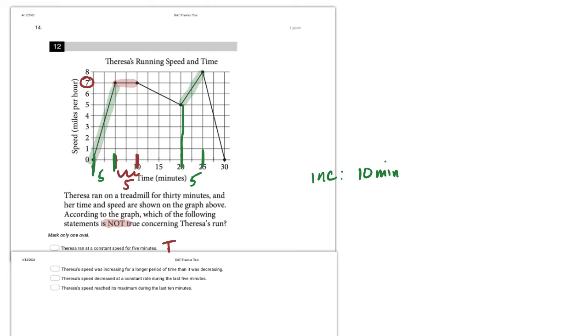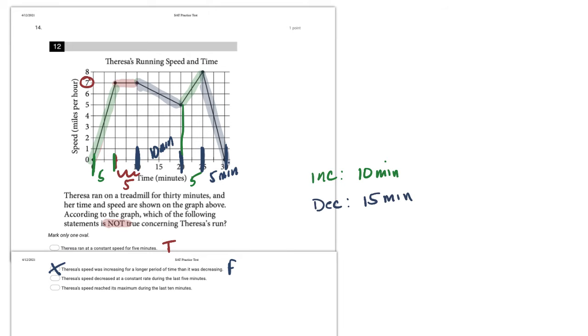Let's do decreasing now. We'll do decreasing in kind of a grayish color. Decreasing here and decreasing here. Let's figure out the time intervals, from 10 to 20. So there's 10 minutes. And then she was decreasing from 25 to 30, so there's 5 minutes. So she total decreased for 10 plus 5, 15 minutes. Teresa's speed was increasing for a longer period. Oh, that's not true. That one's false.